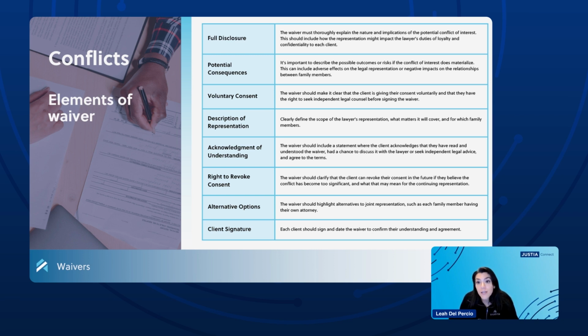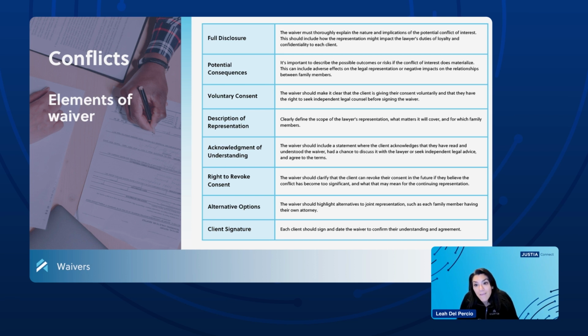Describe the representation. And again, you can get specific there: what matters it's going to cover, and for what family members. Acknowledgement of understanding. It should include a statement where that client acknowledges that they've read and understood the waiver, that they're of sound mind, that they understand what they're reading and they've had a chance, again, to discuss it with separate legal counsel, or they had the option to seek legal advice and they agree to those terms.